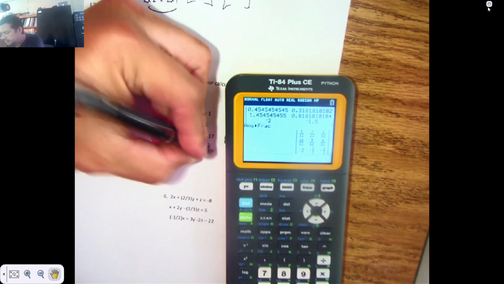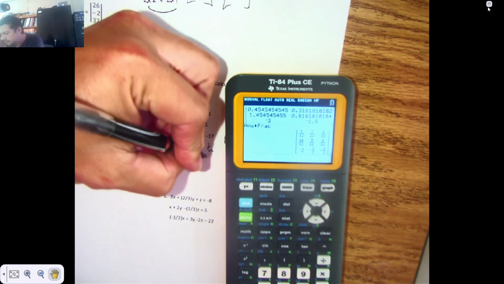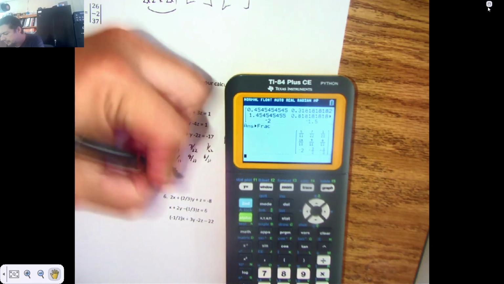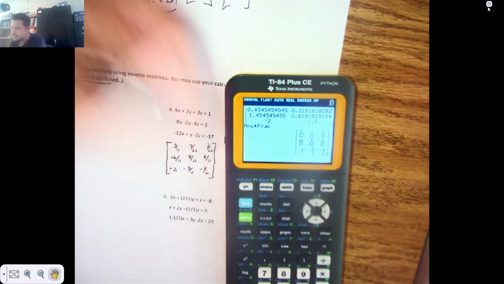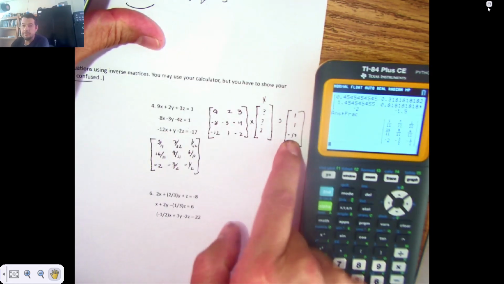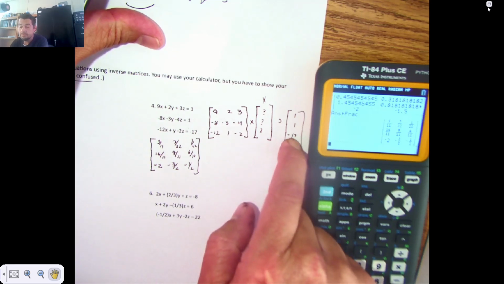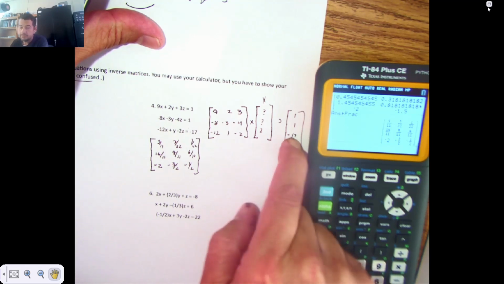Inverses of matrices are just disgustingly ugly numbers. The good news is it had an inverse, because if it did not have an inverse, I wouldn't be able to do the next step. So I'm going to take this matrix and multiply it by the coefficients matrix.